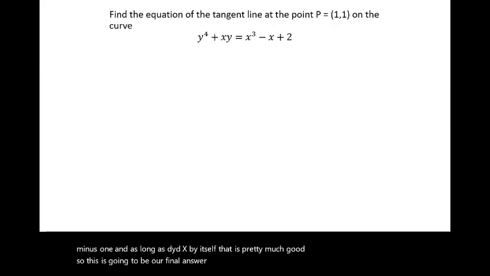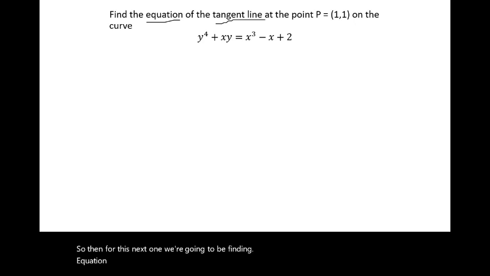Then for this next one, we are going to be finding the equation of the tangent line at the point (1, 1) of this curve. This is an implicit curve.